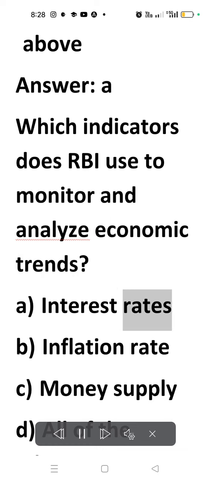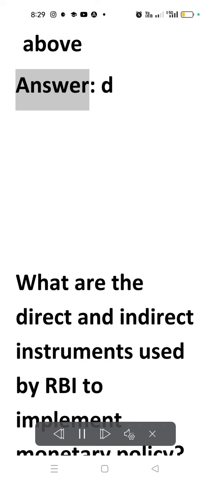Which indicators does RBI use to monitor and analyze economic trends? Interest rates. Inflation rate. Money supply. All of the above. Answer: D.